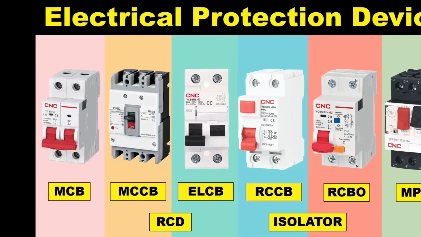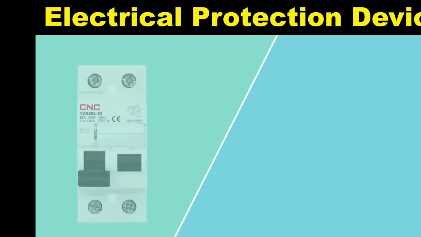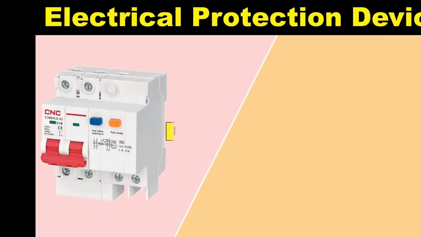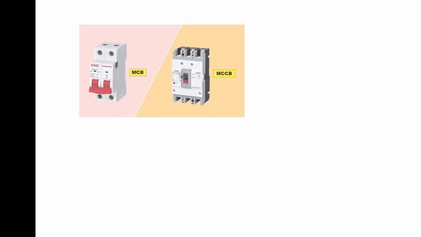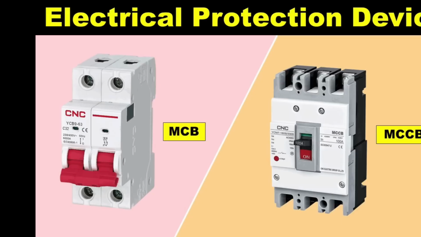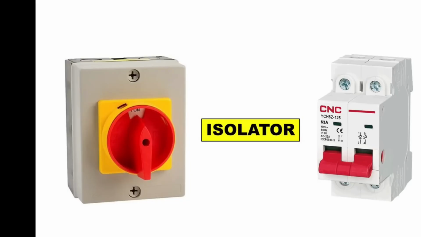Friends, today in this video, we are going to learn what is MCB, MCCB, ELCB, RCCB, RCD, RCBO, MPCB and isolator. What is the full form of all these, how they work and where to use a particular device depending upon requirement. So friends, first of all I am discussing about isolator.